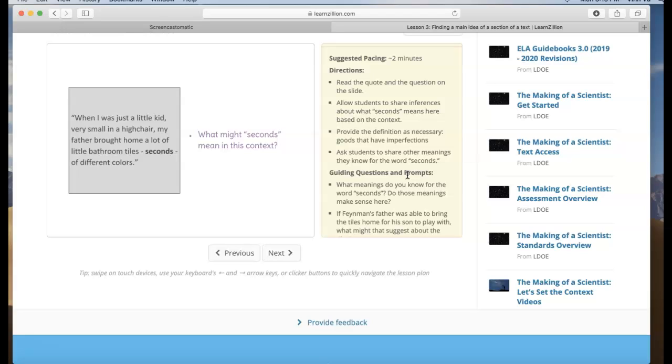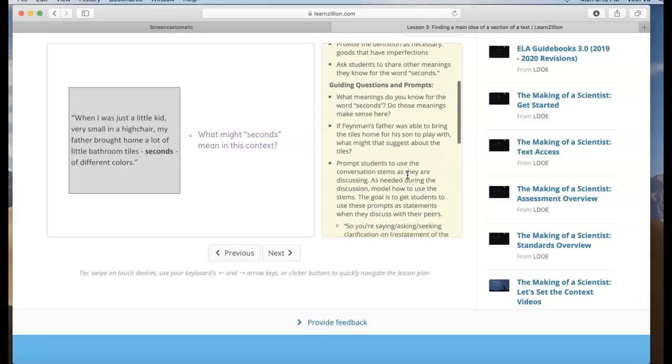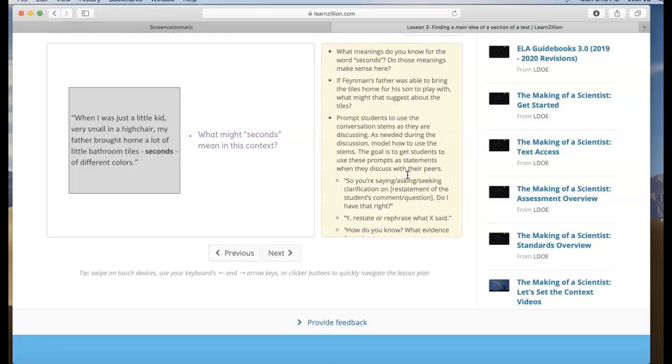The definition is actually goods that have imperfections. So second, like second hand, if you can think about that. Goods that have imperfections. They're probably used. Ask students to share the other meanings of the word seconds. What meanings do you know for the word seconds? Do those meanings make sense here? If Feynman's father was able to bring the tiles home for his son to play with, what might that suggest about the tiles?